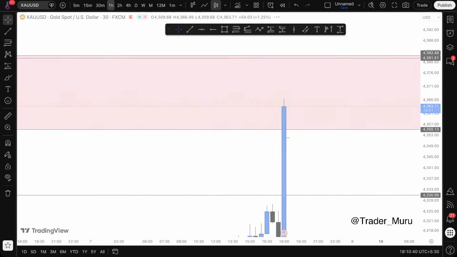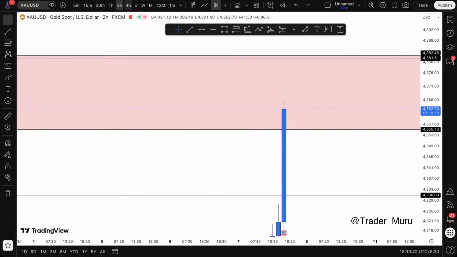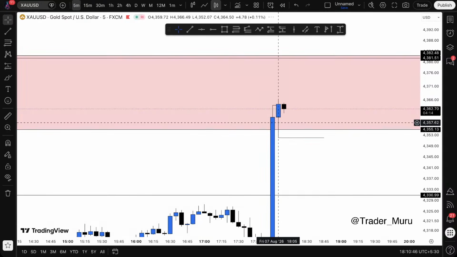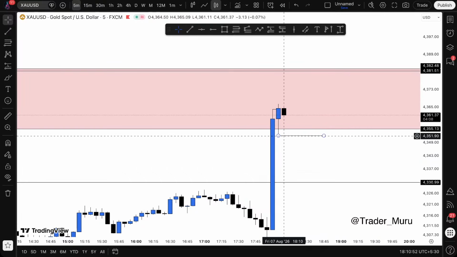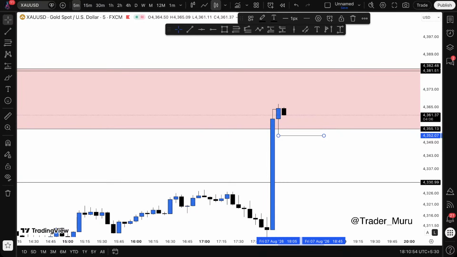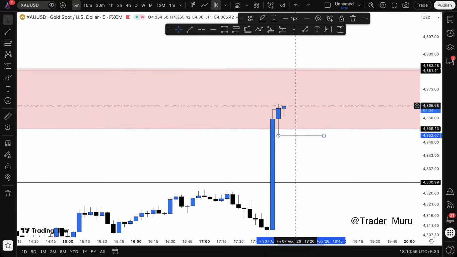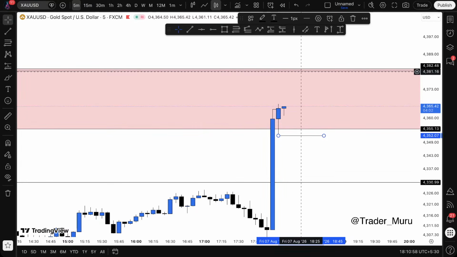30 minute, 1 hour, 2, 4 hour. Only 5 minutes have entry confirmations. If it breaks below and one candle closes below 4352, you can short it. Otherwise you have to wait for at least 4381.